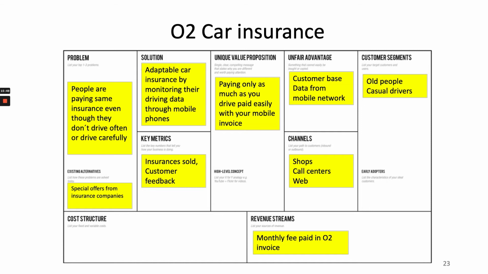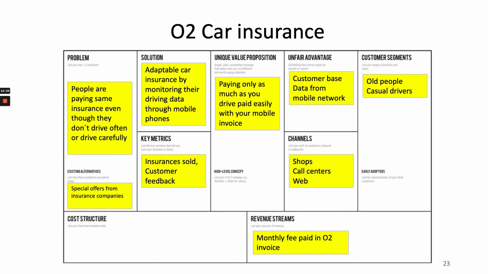And our solution was that we offer adaptable car insurance by monitoring their driving data through mobile phones. So we just monitor the mobile phone movement, and we will define some level of insurance every month and charge the customer. So this was the solution. And why this is unique is that you pay only as much as you drive, paid easily with your mobile invoice. So this is why this solution is unique.